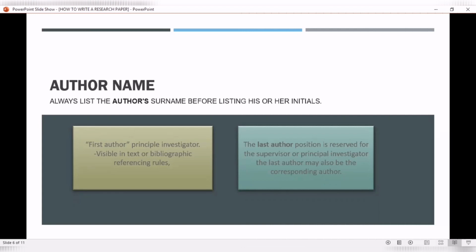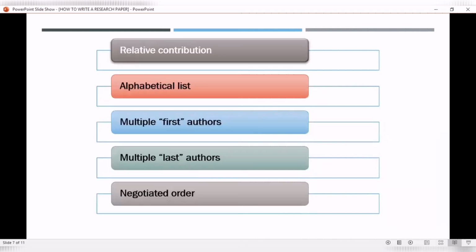The next author is the last author. This last author position is mostly reserved for your supervisor. These are some of the standard rules for ranking your authors. The first one is relative contribution. On the basis of the contribution, the author names are ranked. So the major contributor will obviously get the first position, and the least contributor will always get the last position.